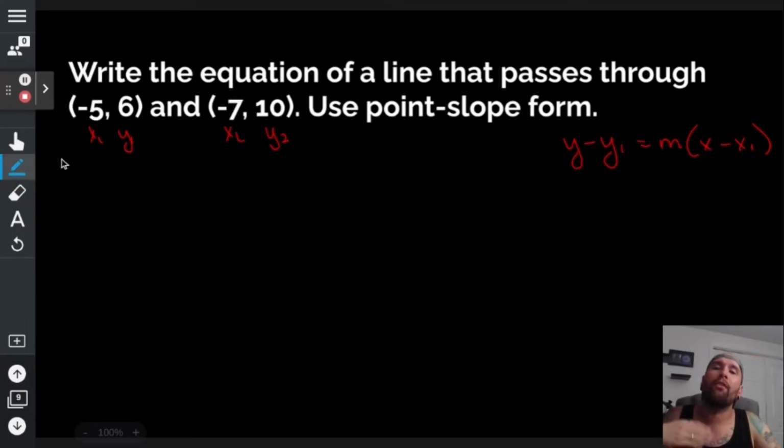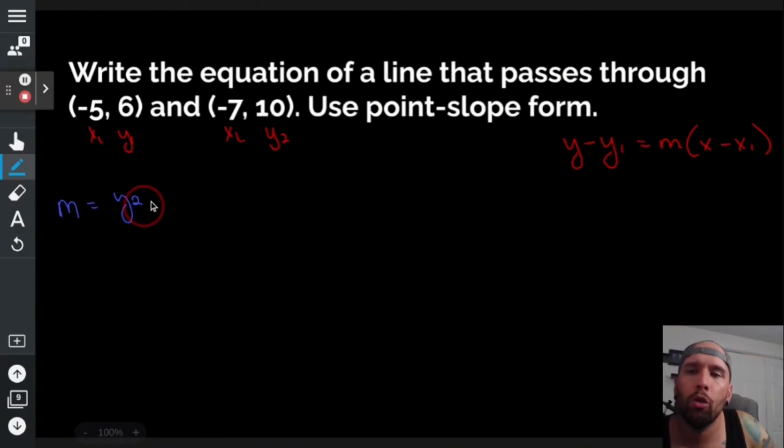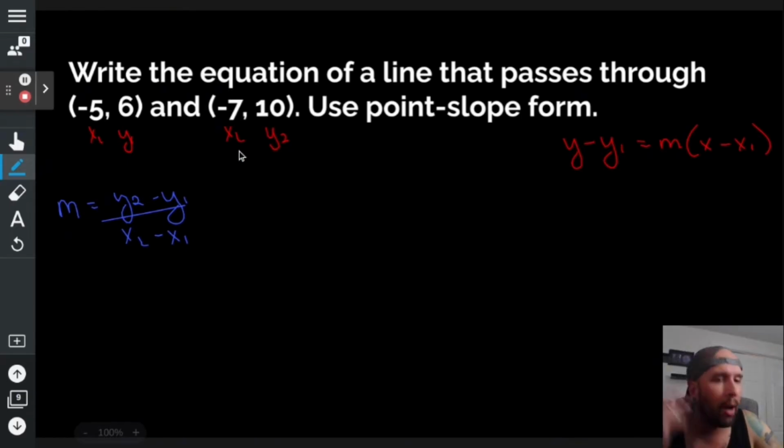So the way I can find the slope is by using the slope formula. So I'm going to write that out. m equals y sub 2 minus y sub 1 over x sub 2 minus x sub 1. Oh, that's why I labeled these x sub 2 and y sub 2. Now it's a matter of plugging things in.